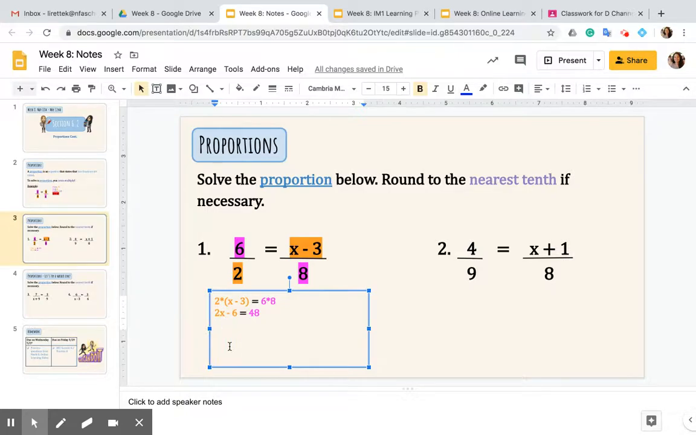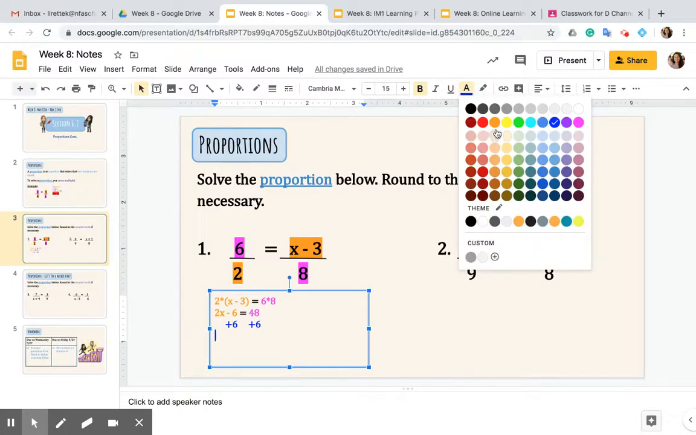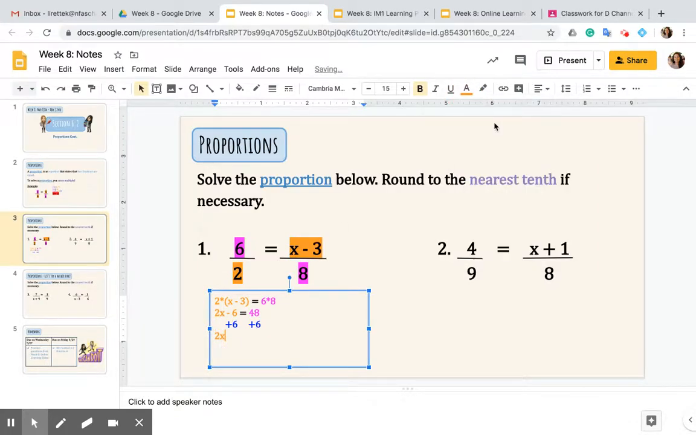And the opposite of subtraction is to add. I do that once to both sides. I still have a 2x on the left, okay? X is not by itself yet. And then I'm just going to double check with the calculator here. 48 plus 6 gives me 54.